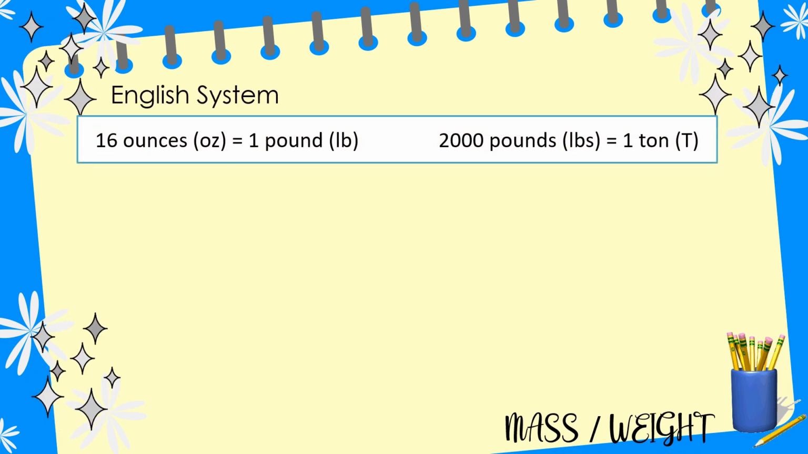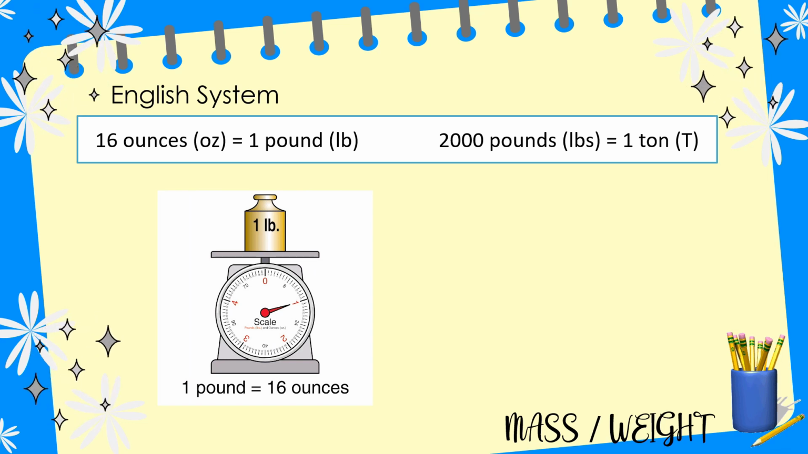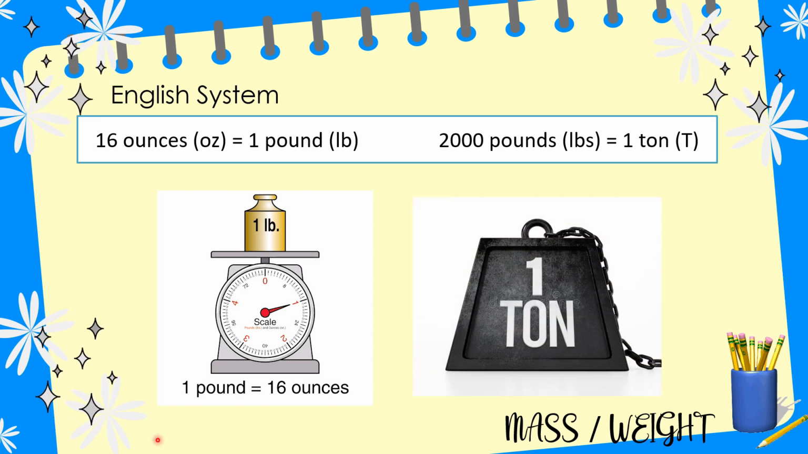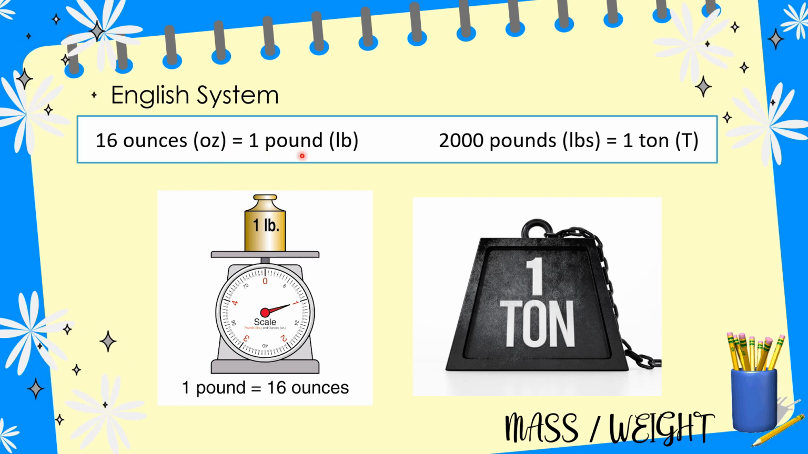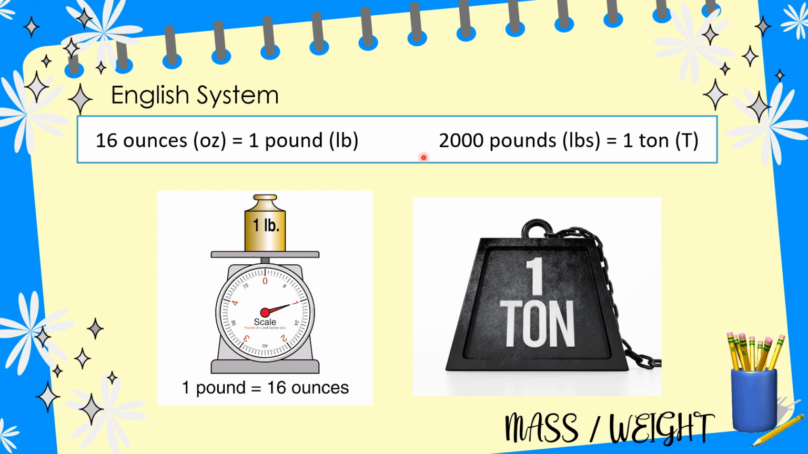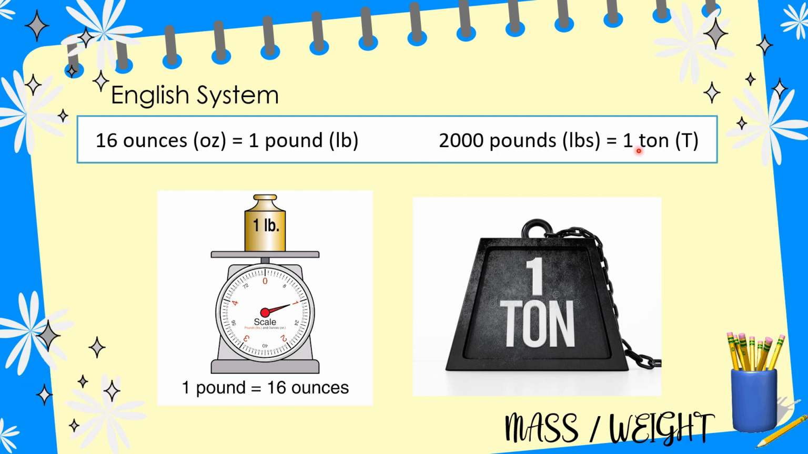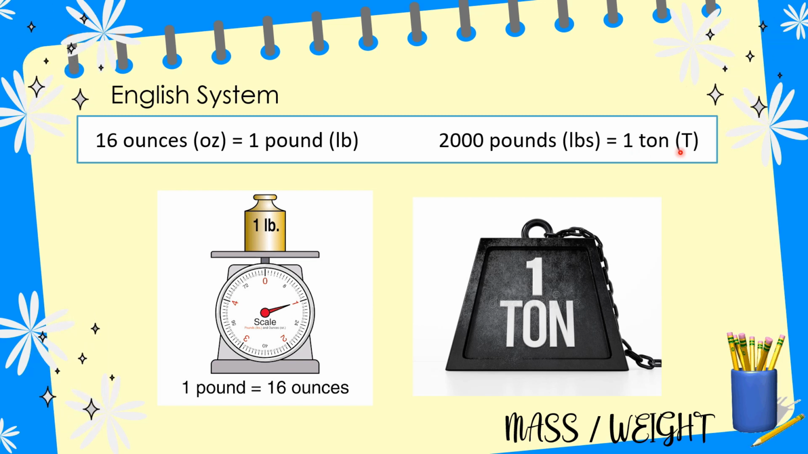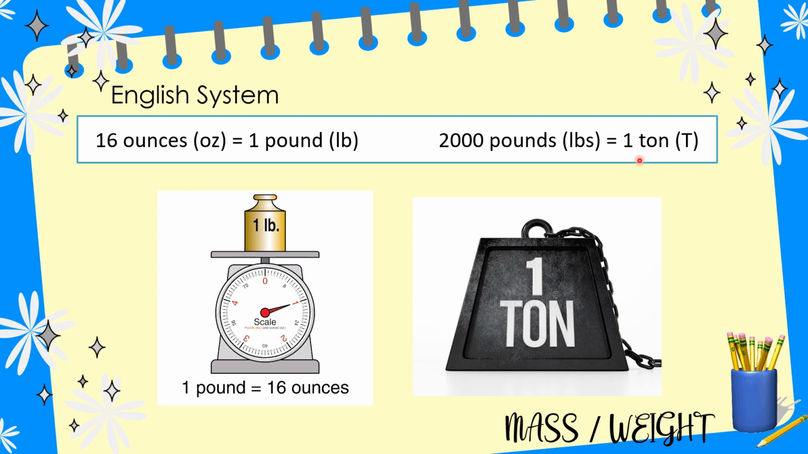These are the converting factors for mass in the English system. 16 ounces, abbreviated as OZ, is equivalent to 1 pound, abbreviated as LB. And we also have 2,000 pounds is equivalent to 1 ton, abbreviated as capital T. This is also called the short ton.